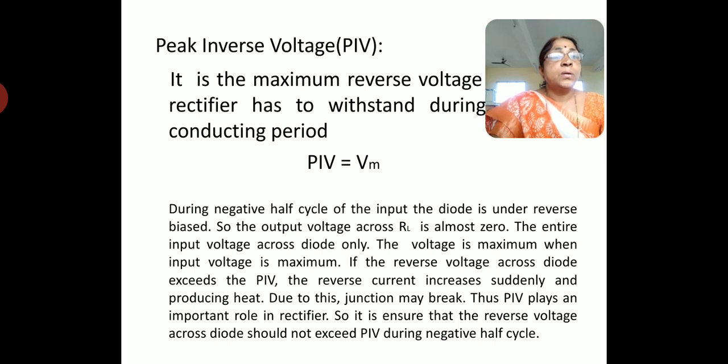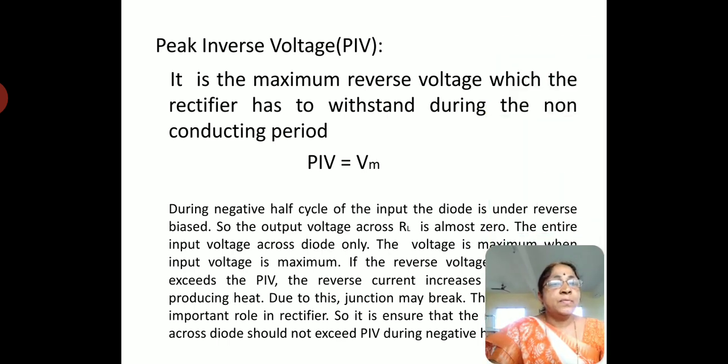If the reverse voltage across the diode exceeds this peak inverse voltage, the reverse current increases suddenly and it produces heat. So due to this, the junction may break. Thus, the peak inverse voltage plays an important role in the rectifier. So it is ensured that the reverse voltage across the diode should not exceed the peak inverse voltage during the negative half cycle.